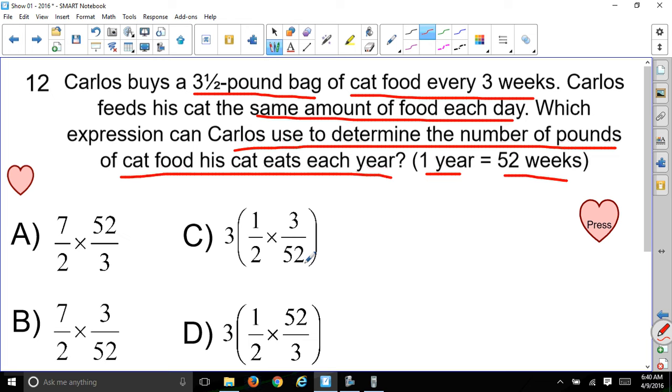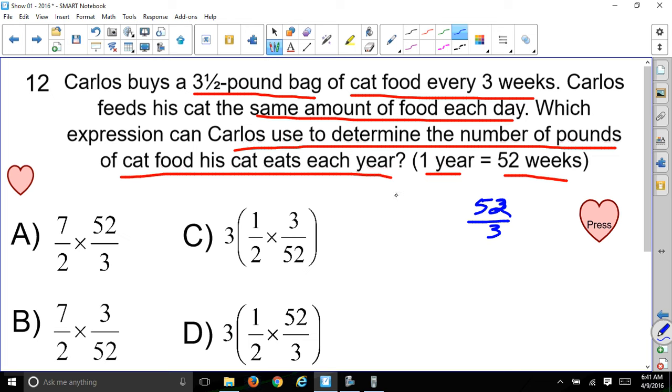So my first question would be, if he's buying cat food every 3 weeks, and I know that there are 52 weeks in a year, I'm going to divide that just to see how many weeks. 52 weeks divided by 3. How many weeks would he be buying cat food? Because it's not 52 weeks he's buying, it's 52 divided by 3, and that would give us how many weeks he would be buying cat food.